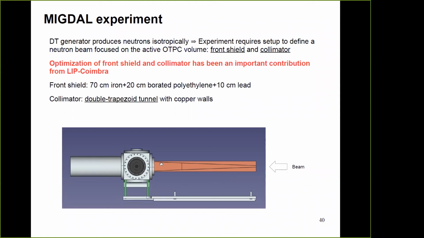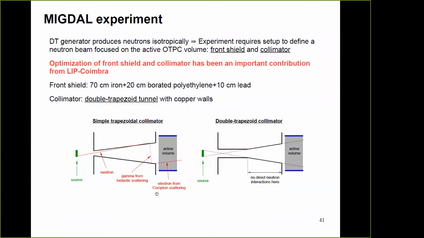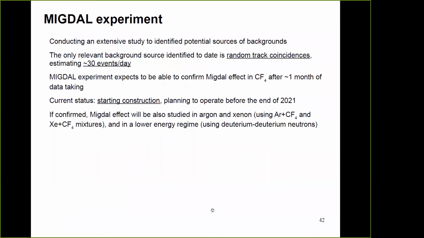One important part is this collimator, which is shown to be very sensitive to the design. We initially used this collimator with this shape, with a single trapezoid, but then we found that this shape, this double trapezoid, allows for better suppression of the background. The background that we expect, just to remind, the signal is 200 events per day. The background is approximately 30 events per day.